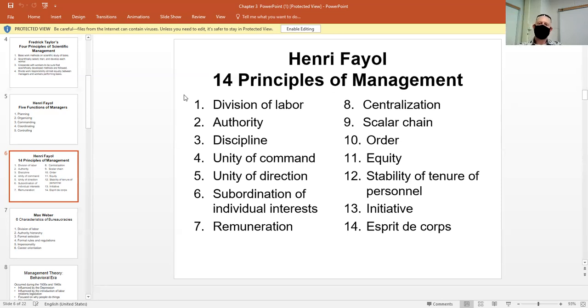Centralization. You need to have a central authority branch in every management situation. A scalar chain, it's kind of like a chain of command, where you see the hierarchy table of the CEO down to the janitor. I'm just saying, there's a totem pole everywhere.